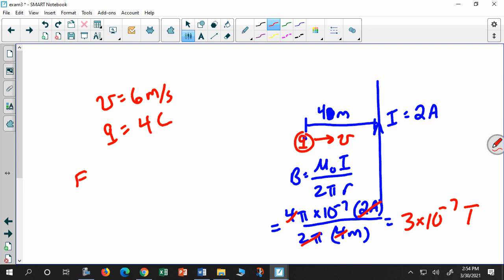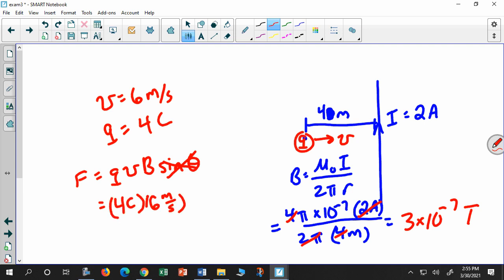I would say F is equal to QVB sine theta. Theta is not relevant there because it's sine of 90, which is 1. Just a second. And so that's going to be 4 coulombs, 6 meters per second. B, I find, is 3 times 10 to the minus 7 Tesla. So that's 24 times 3, 72 times 10 to the minus 7 newtons. That's the 4th question with 2 separate parts.